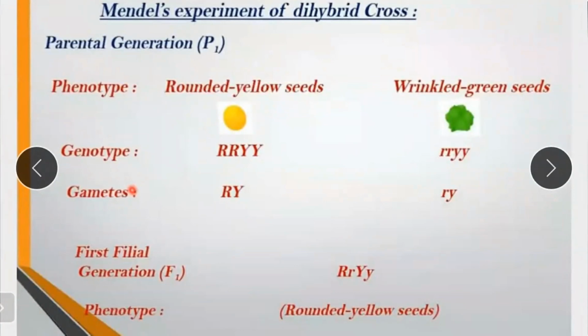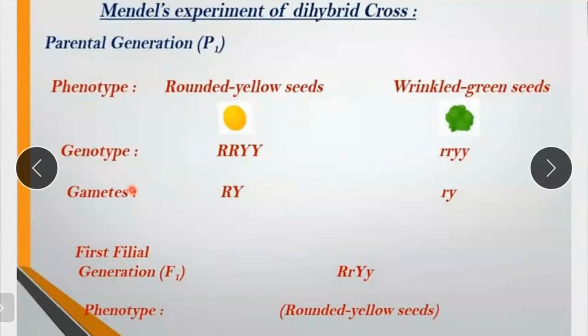Up till here you understood? Now, what are the gametes from RRYY? Total capital letters means the gametes are RY, and the gametes from small r small y, small r small y. Okay. So here is the genotype for the round yellow seeds, and for the wrinkled green seeds it is this. What are the gametes we are getting? For the round yellow seeds, this, and for the wrinkled, this.